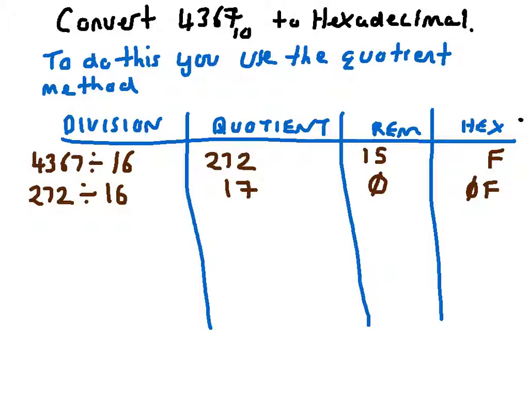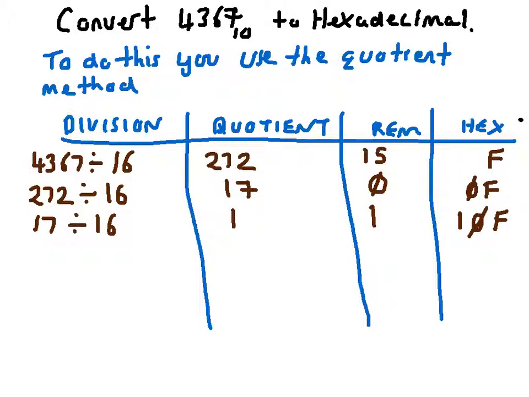So now let's repeat that process. I take my quotient value, which is now 17. I'm going to divide that by 16. How many 16s go into 17? Well, we know the answer is going to be 1, and the remainder is going to be 1. So what I'm going to do with that remainder 1 is put that in front of the hex values I've already got. So I'll end up with 1, 0, and an f.